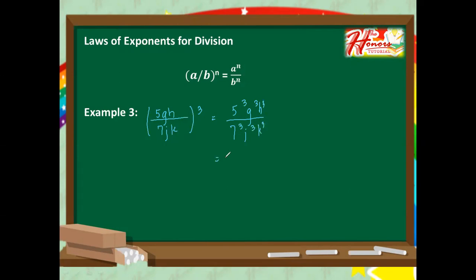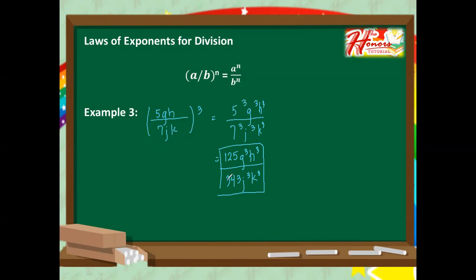And then we have to simplify what is 5 cubed, and that is 125. So we have here 125 g cubed, h cubed, and then here below, we have 7 cubed, that is 343, j cubed, k cubed. So this is the final answer for example number 3.